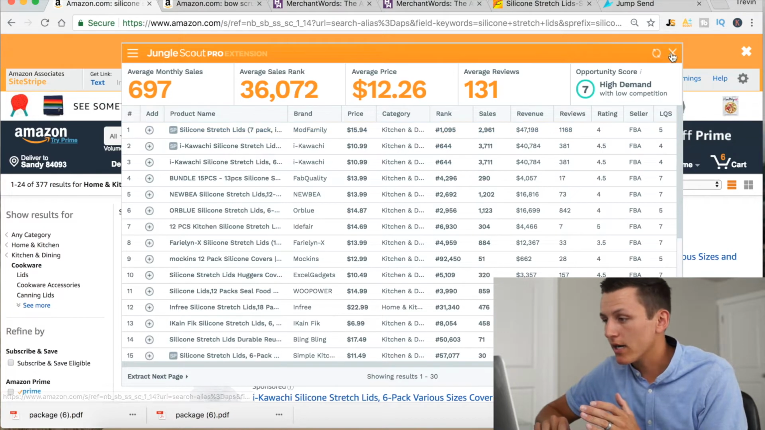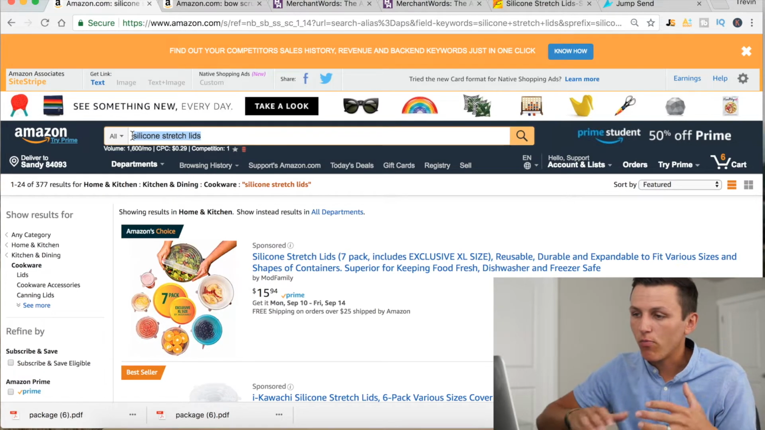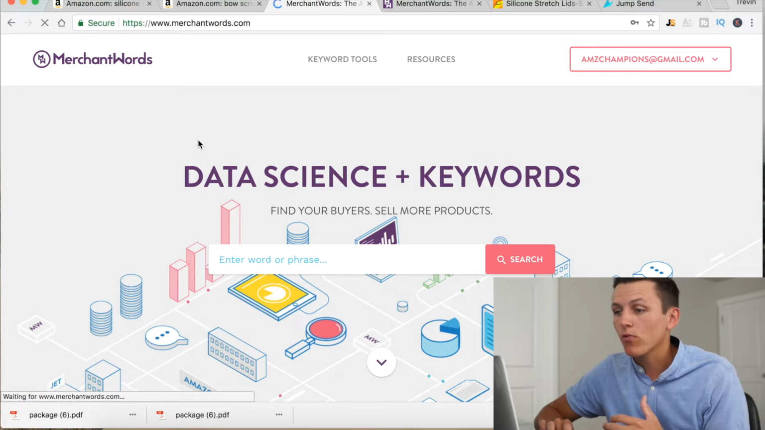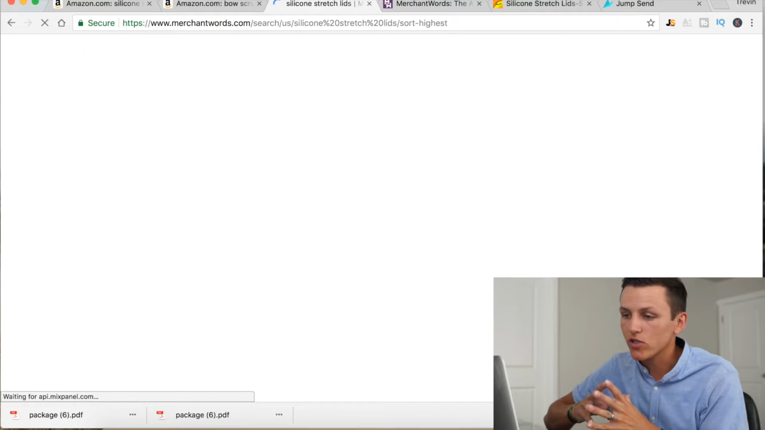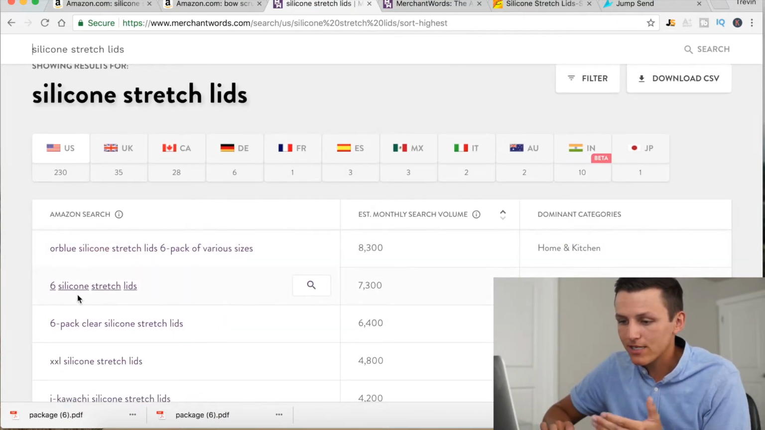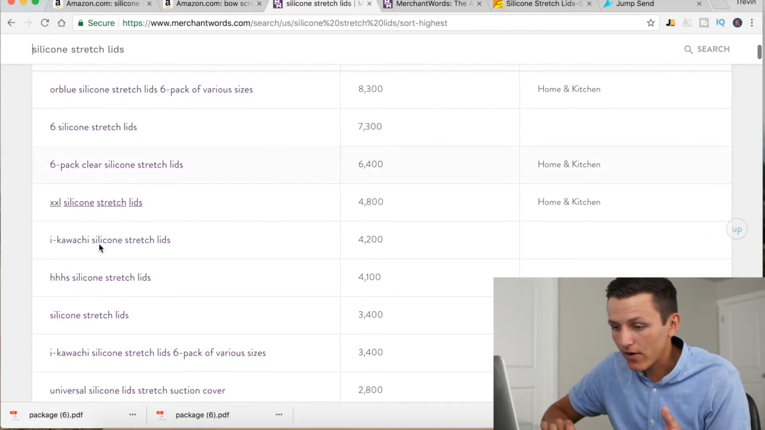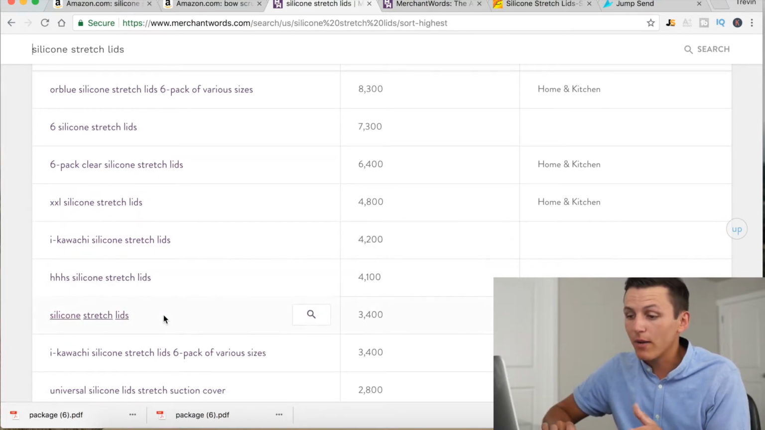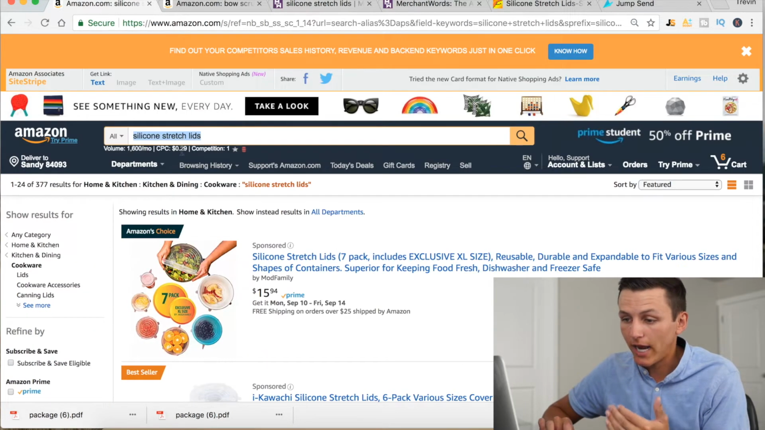So what we're going to do is, now that we searched silicone stretch lids, that's the keyword that Jungle Scout pulled up that said the opportunity score was good, we're going to go to MerchantWords and search to see how many times people are searching for silicone stretch lids. So right off the bat, up at the top, 6 silicone stretch lids, it's being searched 7,300 times. And if you scroll down, you find silicone stretch lids, it's being searched 3,400 times a month. So what that means is 3,400 people are searching for that exact keyword on Amazon.